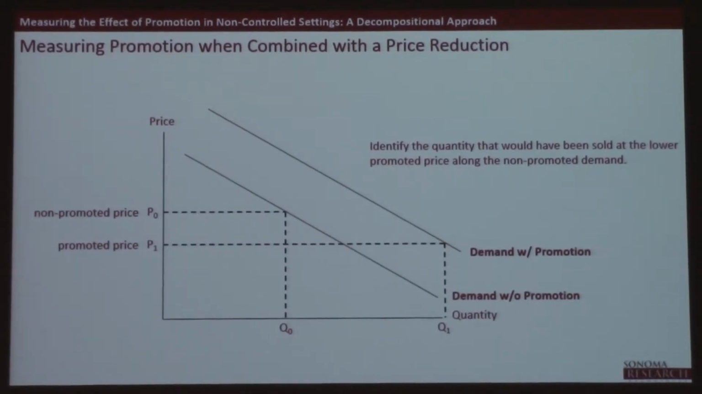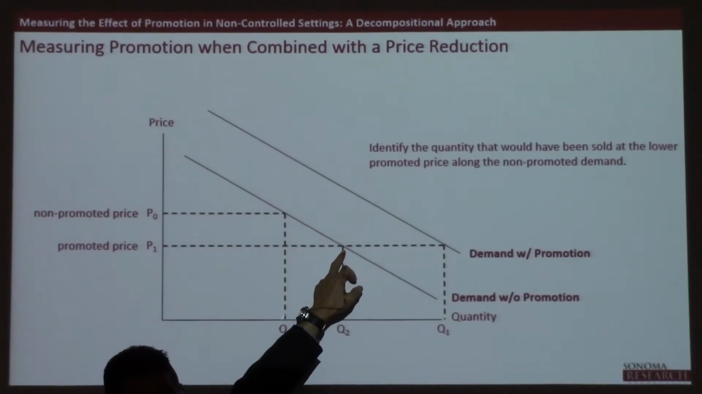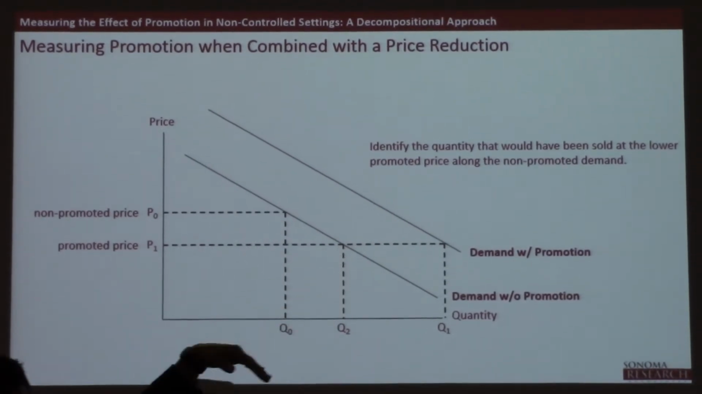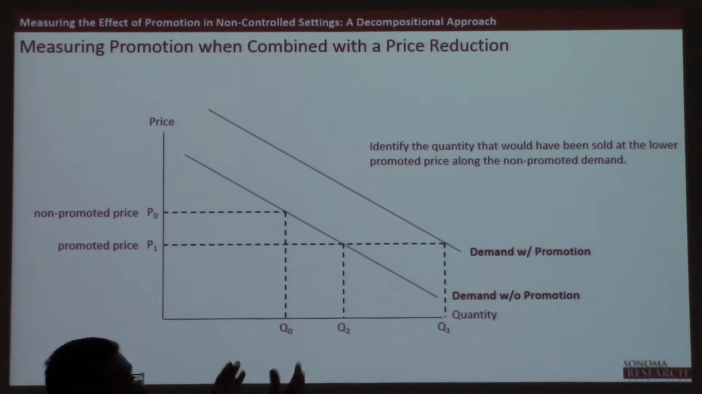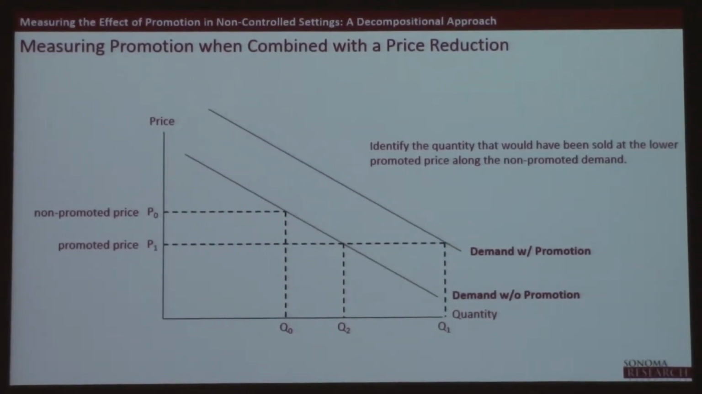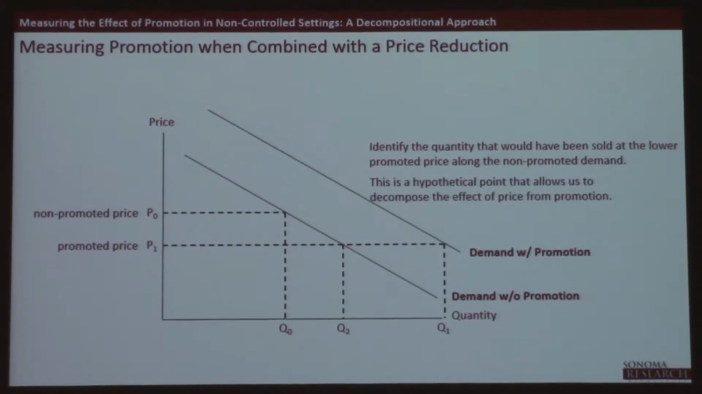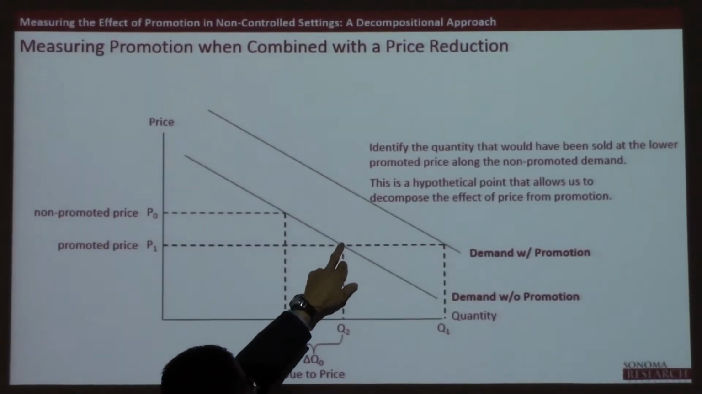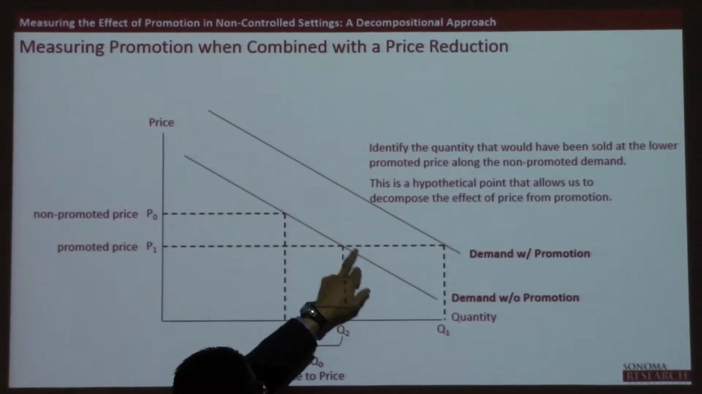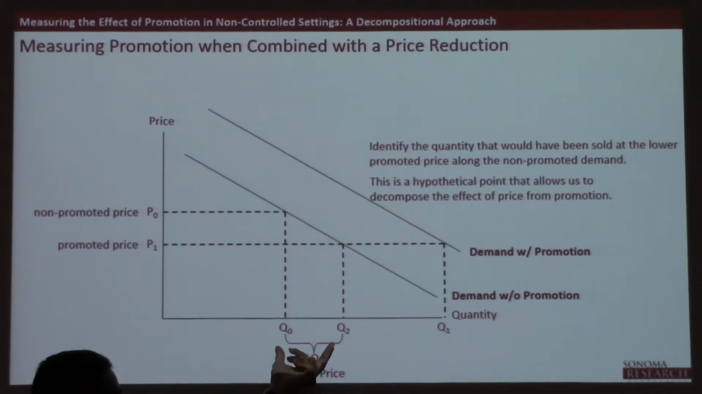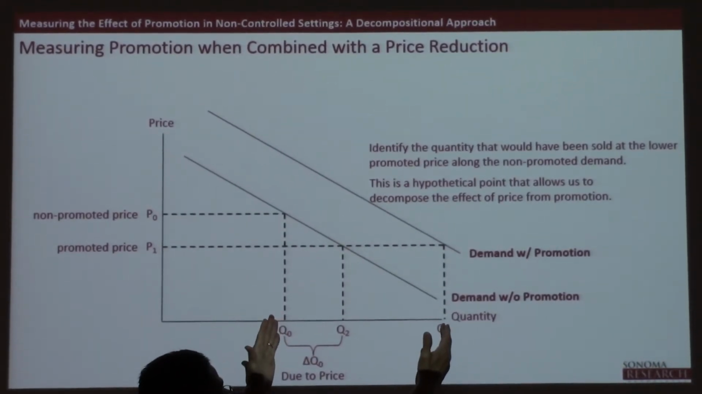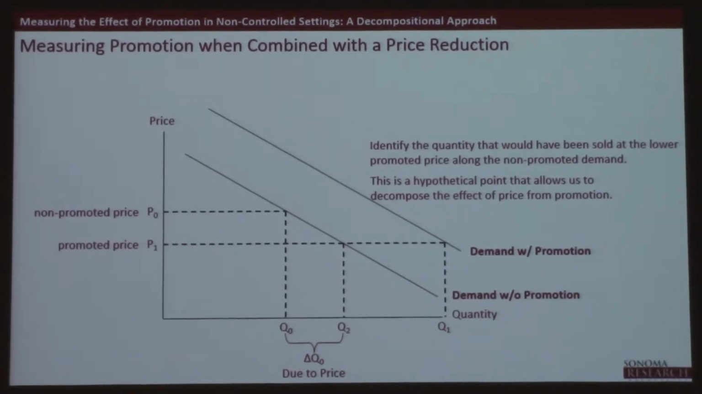price along the non-promoted demand. Specifically, we want to identify that point there. That point reflects the lower promoted price, P1, but on the non-promoted demand. So if the firm had simply lowered price, sales would have increased in the absence of promotion. The rest of that is going to be due to the promotional effects. So this point here is a hypothetical point that once we estimate this demand curve, we can find that point, and then we can say, okay, this much of what we were calling that total lift is due to the fact that we just lowered price. It would have happened irrespective of promotion.